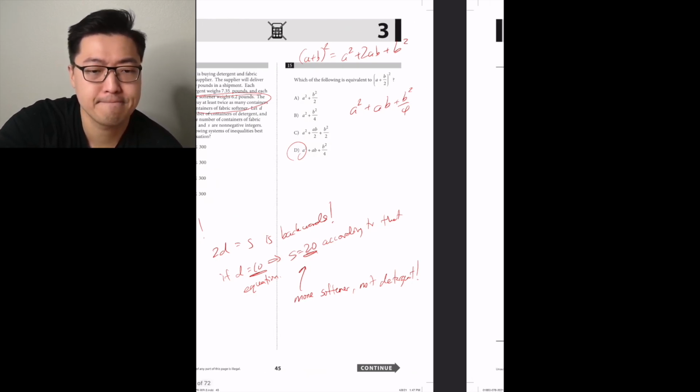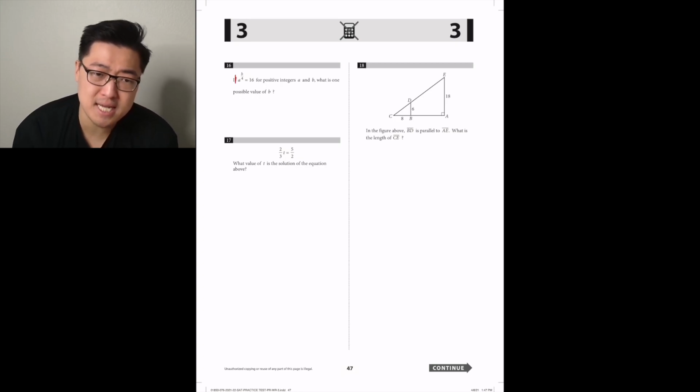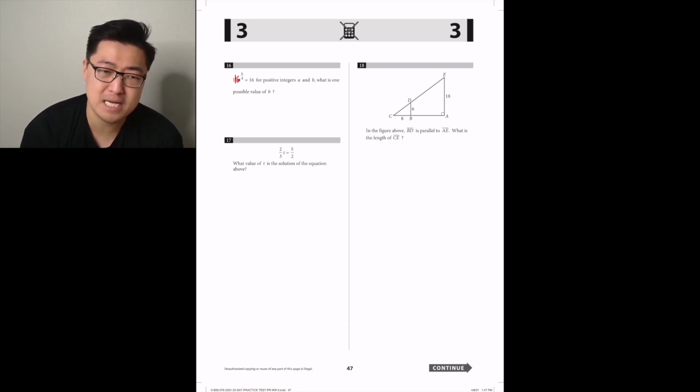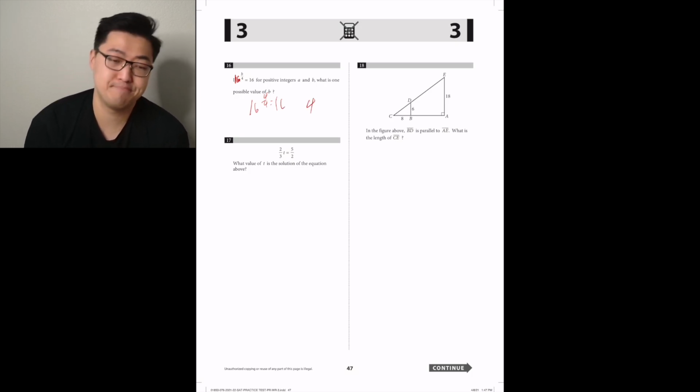Nice. Good progress. If A to the B over 4 is 16, and A and B are positive integers, what's one possible value? I'm just going to make A 16, and then B would be 4, as 16 to the 1 is equal to 16 to the 1. If they say possible value, that means there's more than one answer possible.